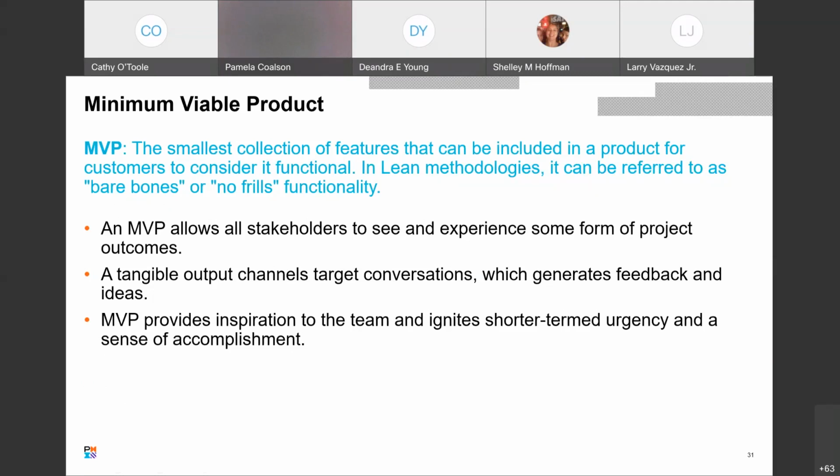The MVP allows all stakeholders to see and experience some form of project outcomes, a tangible output that channels target conversations, which generates feedback and ideas. And the MVP provides inspiration to the team, and it can ignite shorter-term urgency and a sense of accomplishment.